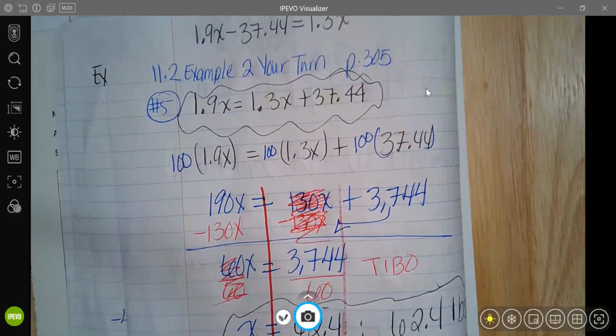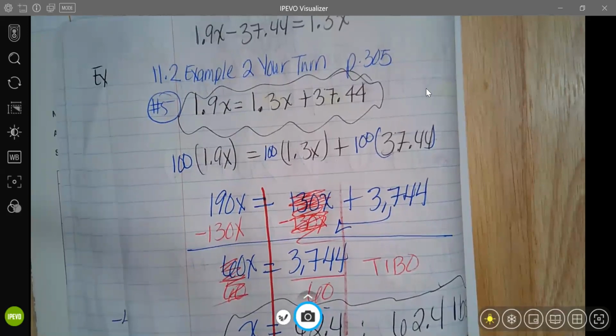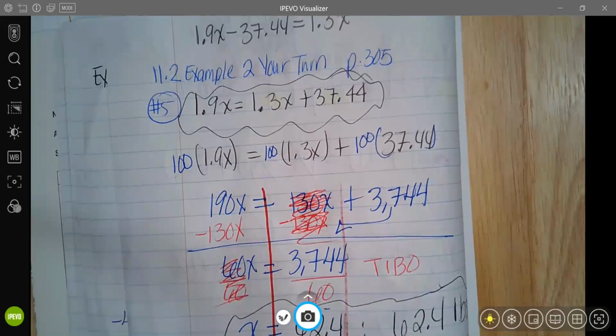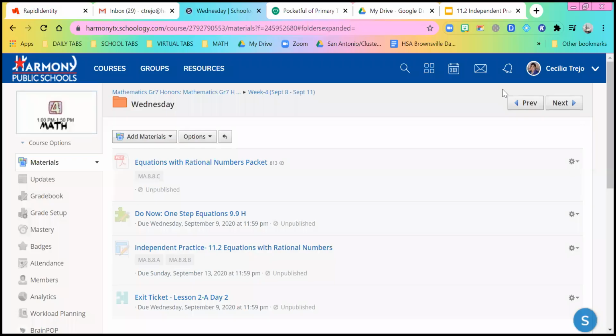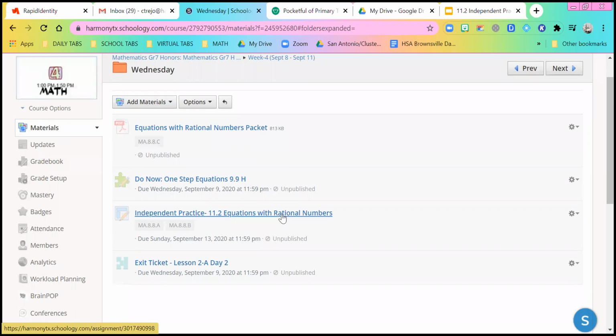All right, so now what you're going to do is go into your Schoology and work on the independent practice that's there. So let me show you. So let me stop it. Okay, so now you can kind of see me. I was kind of off the camera for a while. So you have your do now. Here's your independent practice for today. I believe it's 3 questions, and then of course your exit ticket that I use for attendance. Okay, please make sure to do that for me for today.